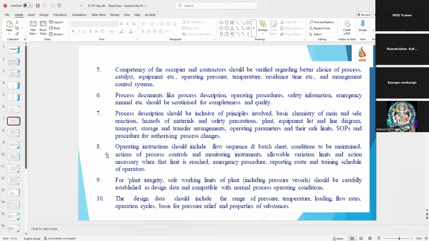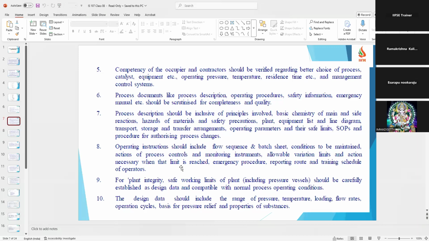Okay. The process documents like process description, operating procedures, safety information, emergency manuals should be scrutinized for completeness and quality. So this is also very important. All the SOPs, emergency manuals and operating procedures have to be properly cross-checked for completeness and also the quality of the SOPs. Okay.